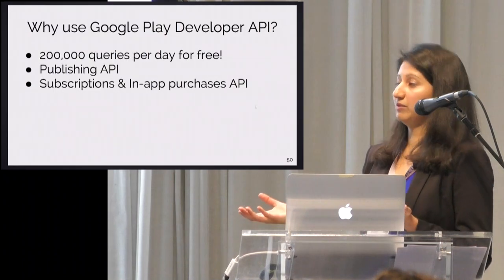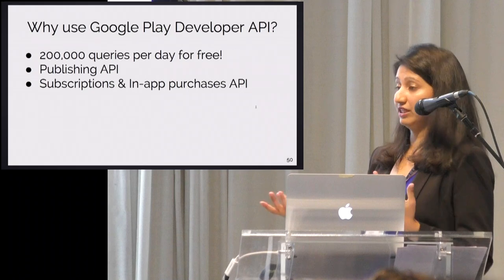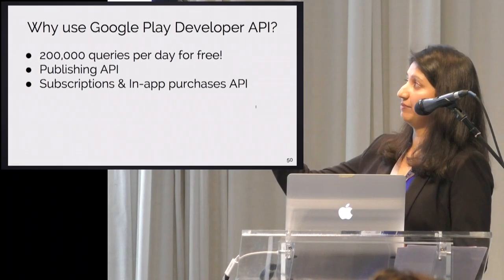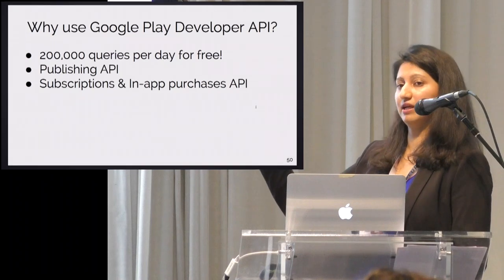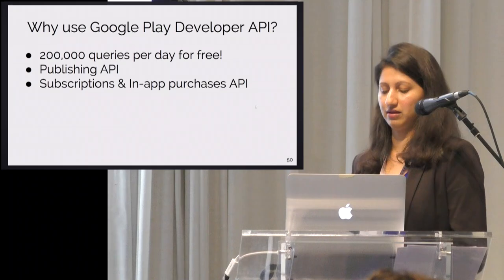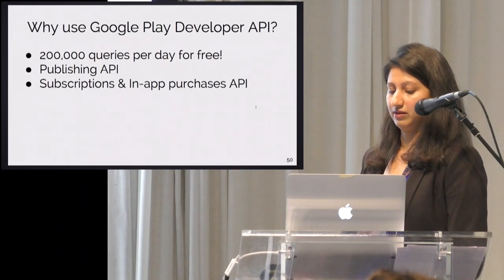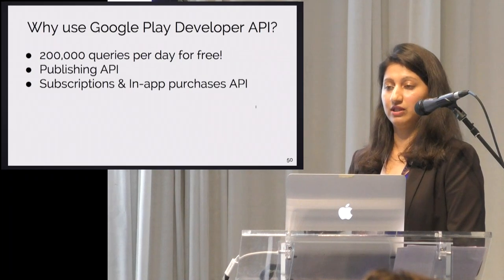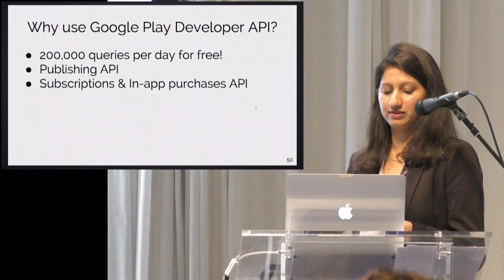So why would you use Google Play Developer API? It's free, 200,000 queries a day. It also offers another API within that called the Publishing API, which lets you automate app distribution tasks like updating your app or doing something with the alpha or beta channel. You can automate a lot of app distribution tasks.